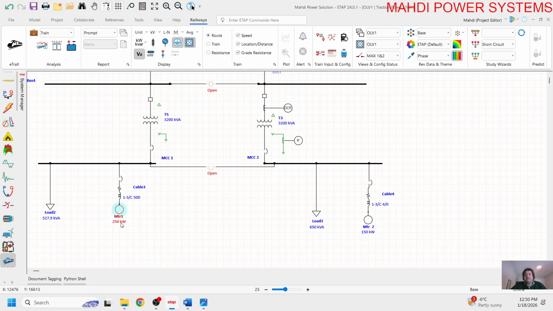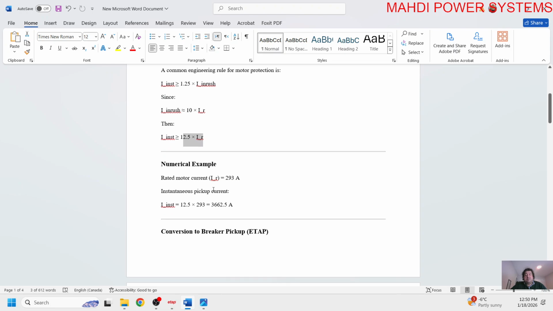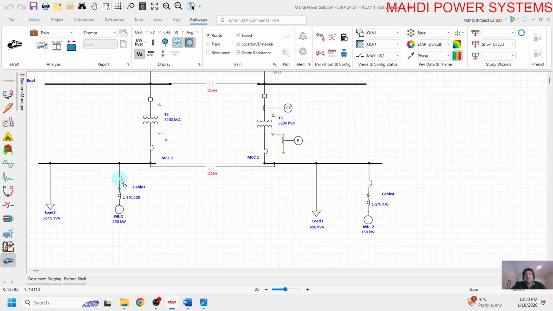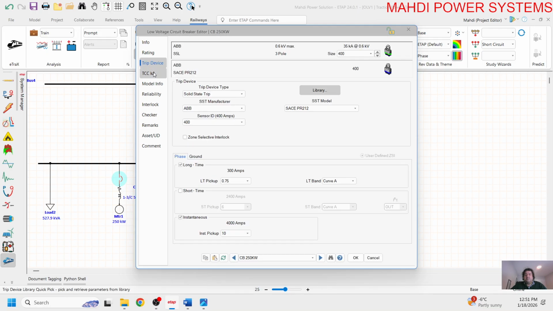Now here we have a motor, 250 kilowatt at 600 volt. The rated current of the motor is 293 amp, and instantaneous pickup current now is 12.5 multiplied by 293. It gives us 3062 amp. But how do we convert this to the breaker setting here? We acquired a number, but how do we put it here?